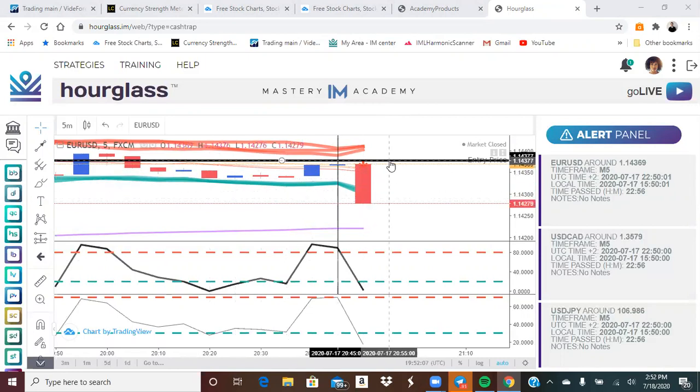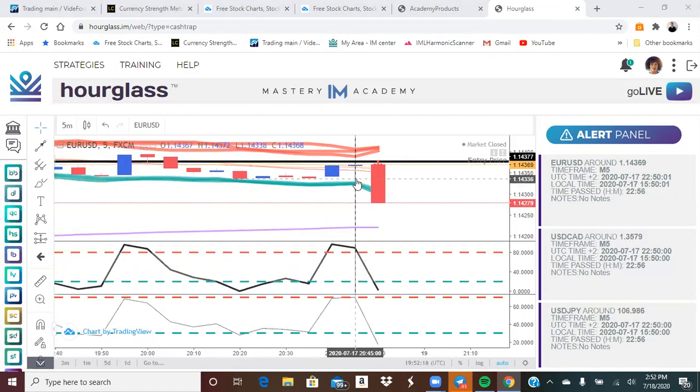Now let me explain the black lines a little bit. This black line is my entry point, so where I want to get in, right? This is actually an amazing trade. It took off like crazy, which makes sense, really, because of how consolidated it was.